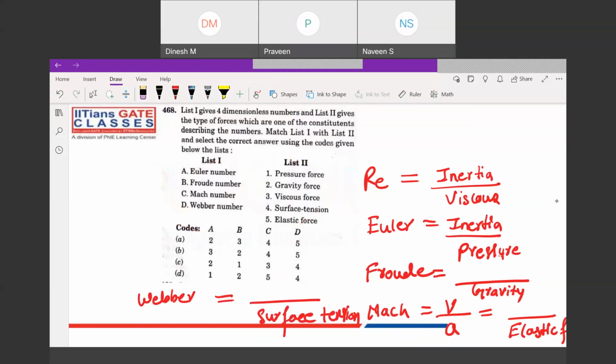So if we start with the Weber number, it is related to surface tension. So D is 4. Now Mach number, it is related to elastic force. So C is 5. Then Froude number is related to gravity, so 2, and Euler number is related to pressure force, 1. So D is the option.